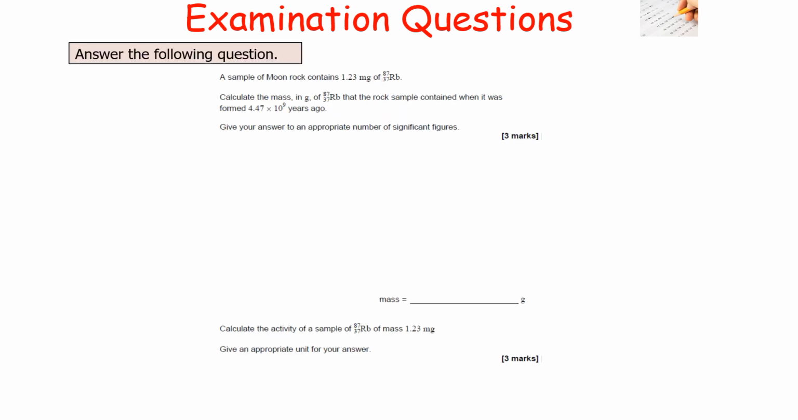The next question says, a sample of moon rock contains 1.23 milligrams of rubidium. Calculate the mass in grams of rubidium that the rock sample contained when it was formed 4.47 times 10 to the 9 years ago.